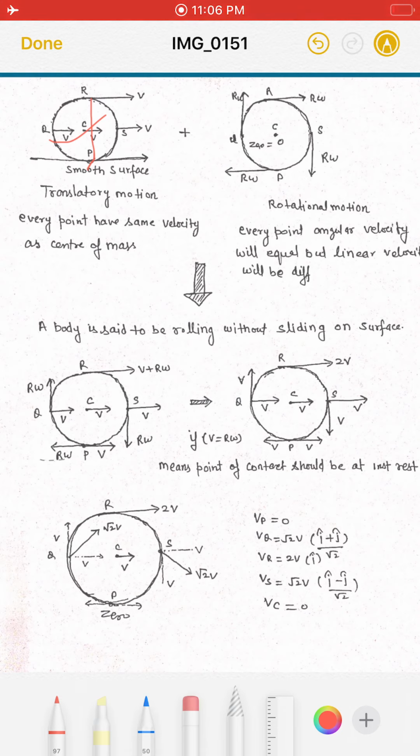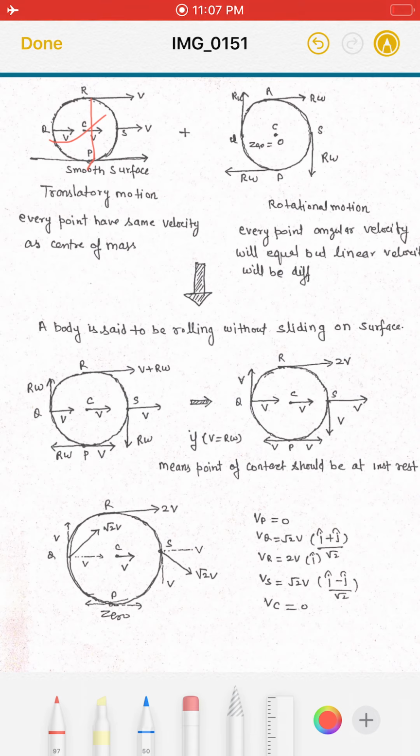Now in this one there are velocities due to translatory motion as well as rotational motion. Now if you see, this point P is called the point of contact, that will be on the surface. So this point of contact will have two velocities: v because of translatory motion on the right side, and r omega because of rotational motion on the left side. So what is the basic and important condition for rolling? That point P should be at instantaneous rest.